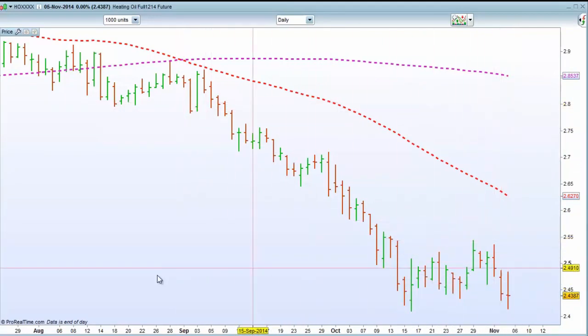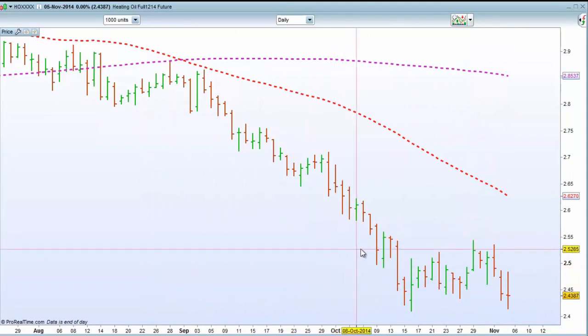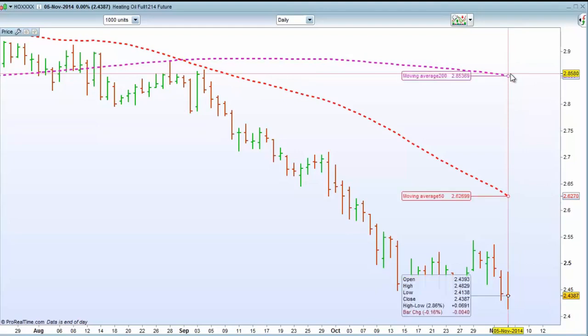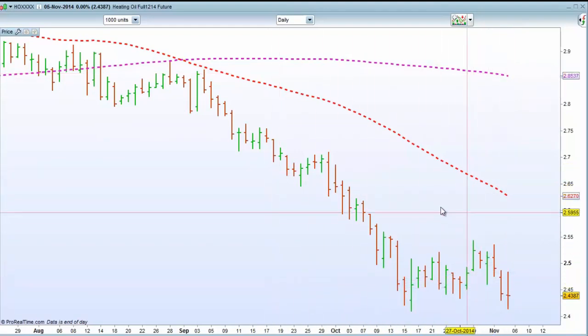So how do you get out of this trade? Well, the way you get out of it is you wait for the cross to happen back the other way. So that means that you would exit this trade when this 50-day moving average crosses back above the 200-day moving average. On that day, you would exit market on close. For now, you stay short and you have a bunch of profits on your side.